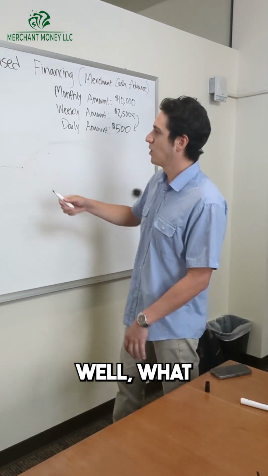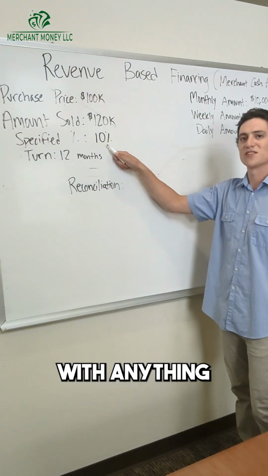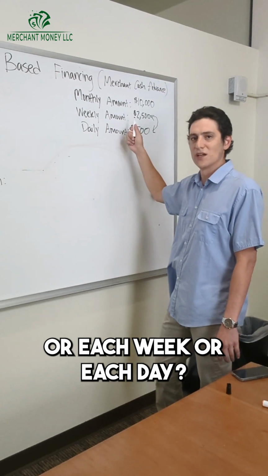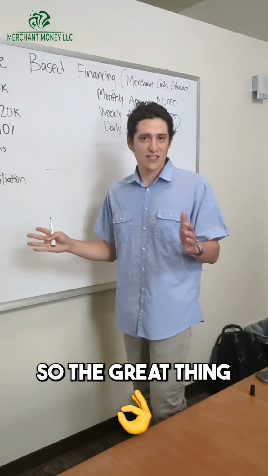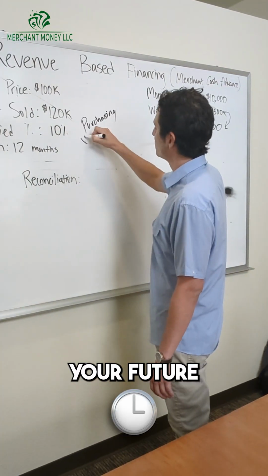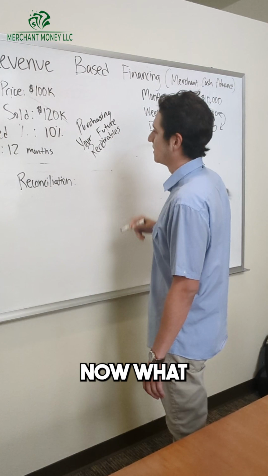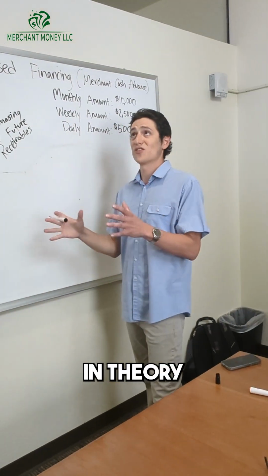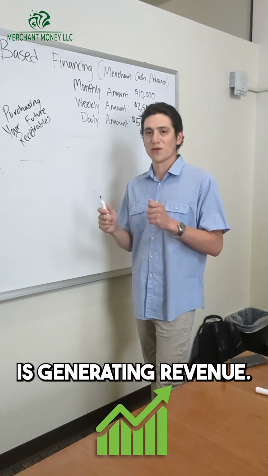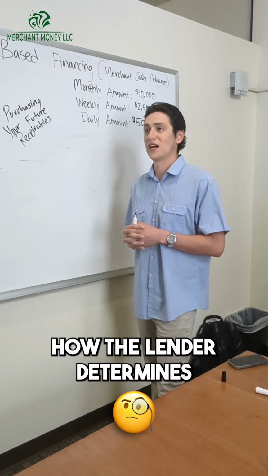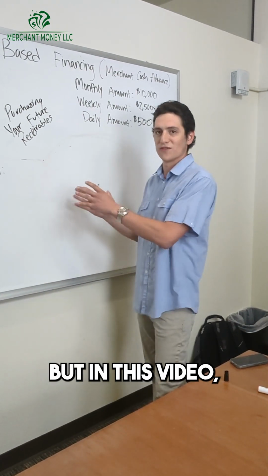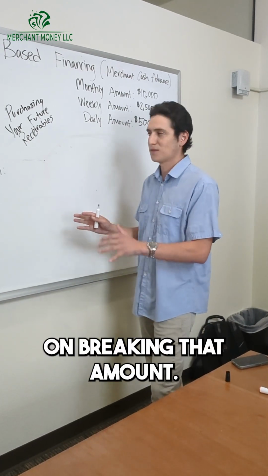Now, a lot of people say, well, what does this 10% have to do with anything if the amount is not fixed each month or each week or each day? So the great thing about merchant cash advances is that the lender is purchasing your future receivables. Now, what that means is, in theory, they are only going to be paid if your business is generating revenue. And we'll talk about how the lender determines what your affordability is each month by looking at your cash flow. But in this video, we're just going to focus on breaking down that.